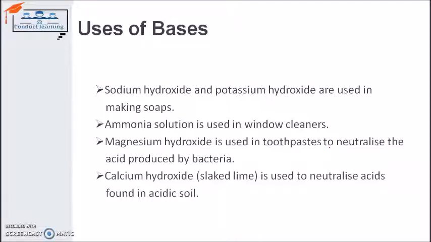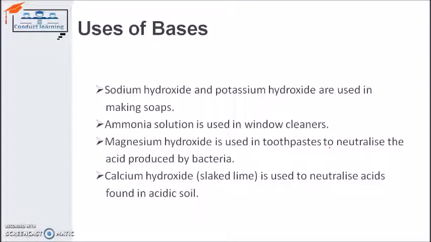Use of bases, very important. Sodium hydroxide, NaOH, is one kind of base, and potassium hydroxide, KOH, are used in making soaps. So this is basically used for soaps. Ammonia solution, NH3, is used in window cleaner. Magnesium hydroxide is used in toothpaste to neutralize the acid produced by bacteria. So magnesium hydroxide is used in toothpaste to neutralize the acidic reaction.